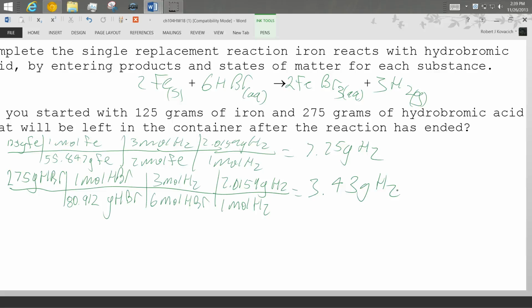My hydrobromic acid, right? So the moment that I've made 3.43 grams of hydrogen gas, what happens? The reaction stops. Why does it stop? I have no more acid. It's all gone. I've got lots of iron sitting around, but I have no more acid left. Okay, so at this point we know what's left in the container is 3.43 grams of hydrogen, 0 grams of hydrobromic acid, and now we need to figure the other stuff out, right?